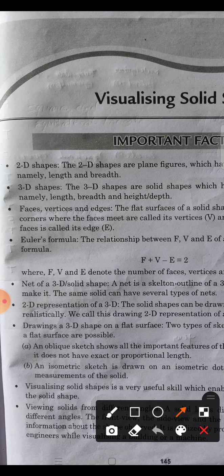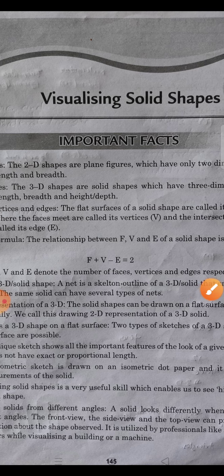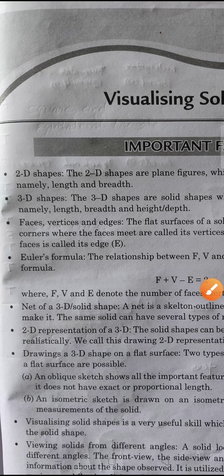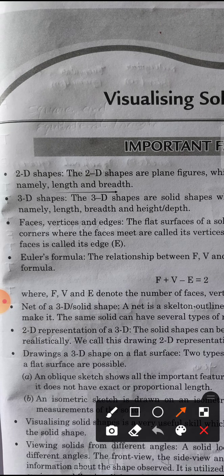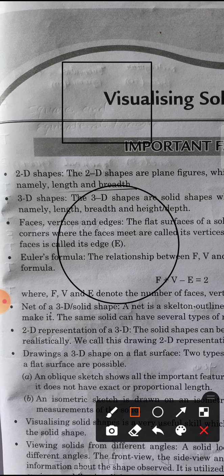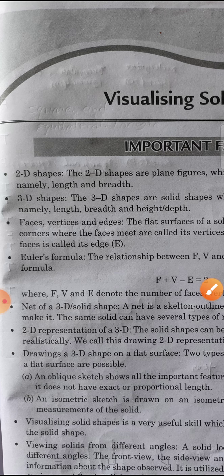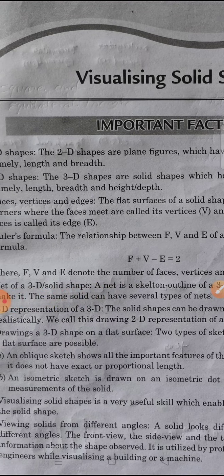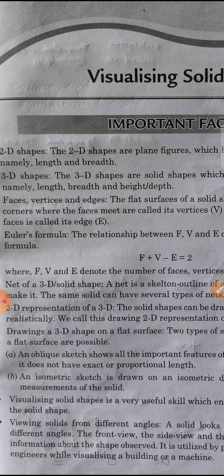First is 2D shapes. The 2D shapes are plane figures which have only two dimensions, namely length and breadth. Suppose it is a circle, it is a 2D shape. Square, rectangle, these all are 2D shapes. Next is 3D shapes. The 3D shapes are solid shapes which have three dimensions, namely length, breadth and height.